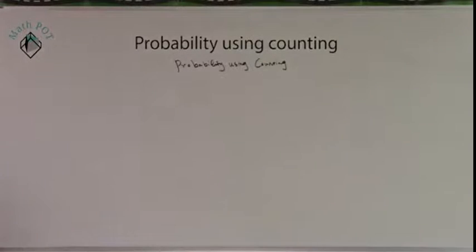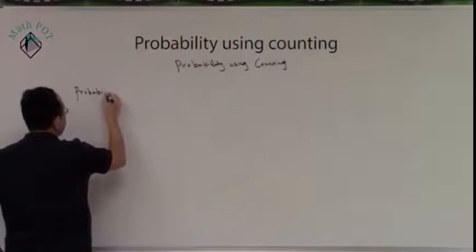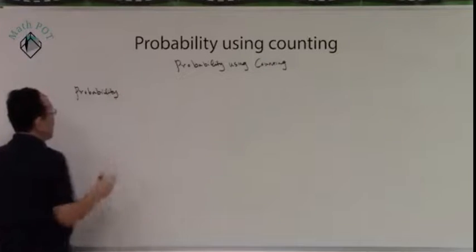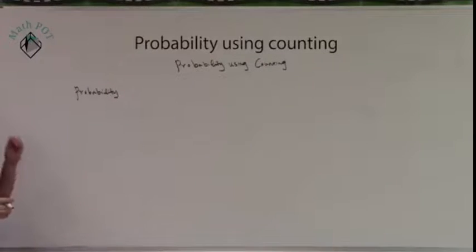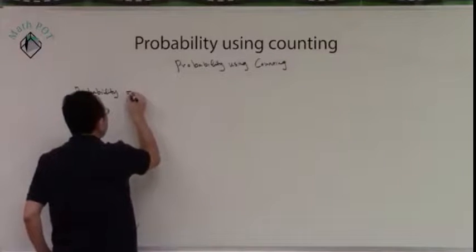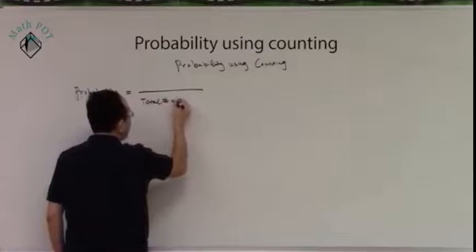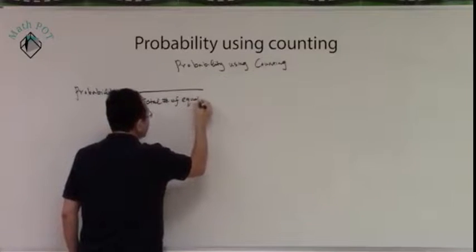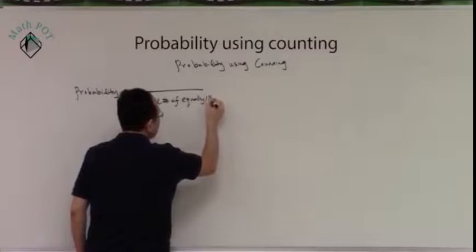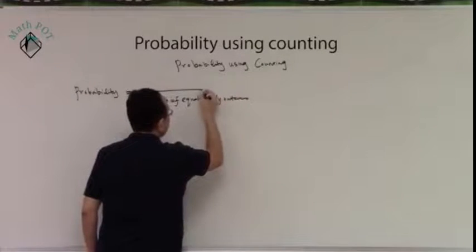First, everybody definitely needs to understand the definition of probability. The formula is very straightforward, but you need to remember it. It is one number over another number. The bottom one is nothing but the total number of equally likely outcomes. That is our bottom number.